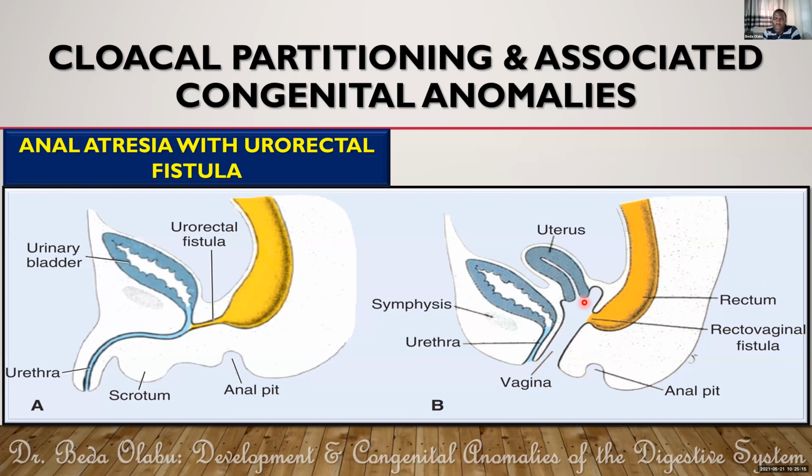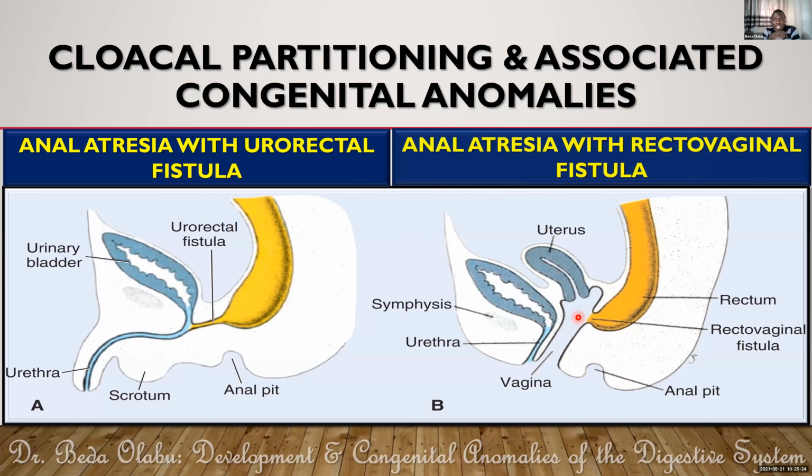To your right, we are seeing anal atresia, yes, but the rectum is connected to the vagina. So this is anal atresia with rectovaginal fistula. So to the right is female, to the left is male. This baby will be leaking stool through urine. This baby will be leaking stool through the vagina. Anal atresia with rectovaginal fistula or with urorectal fistula. They are due to abnormalities of cloacal partitioning. The splitting of the cloaca was not okay, so there's a fistula.